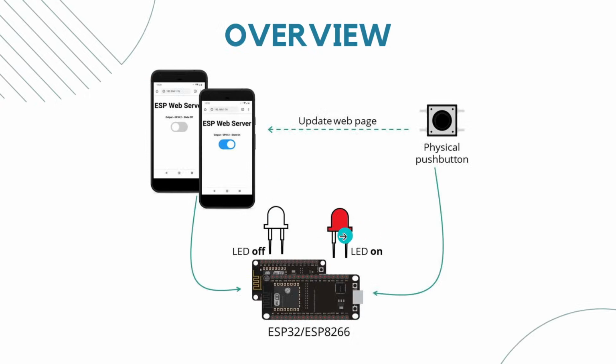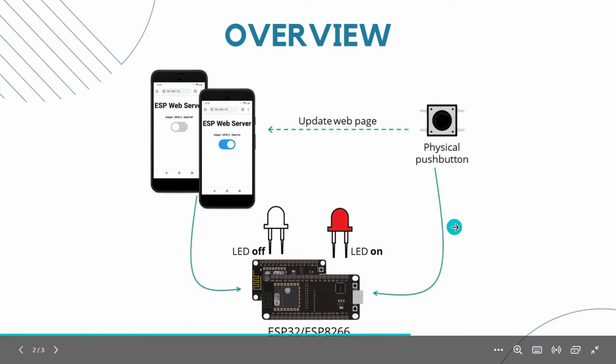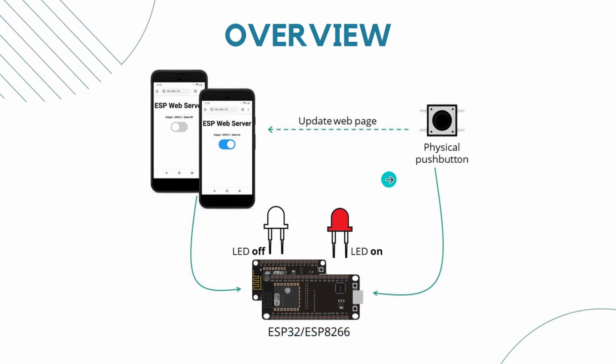So we are going to use an LED, physical button, web server and our microcontroller. You can program in ESP32 or ESP8266. The code is compatible for both controllers, so you can use any microcontroller using the same code. The ESP32 or ESP8266 hosts a web server that allows you to control the state of an output. The current output state is displayed on the web server.